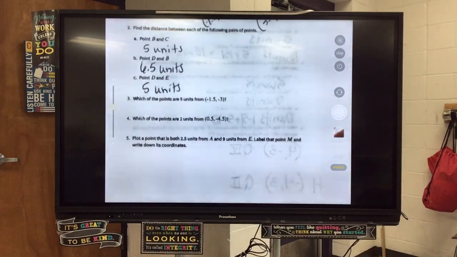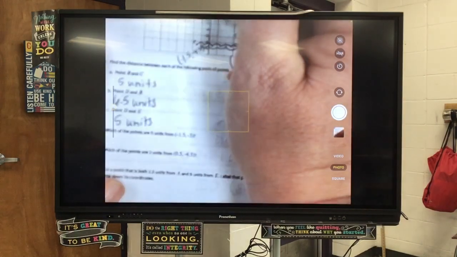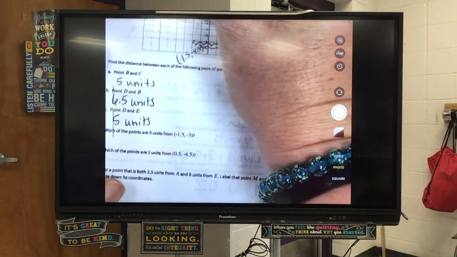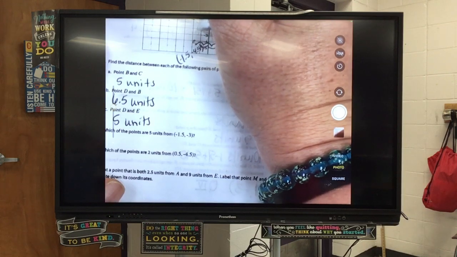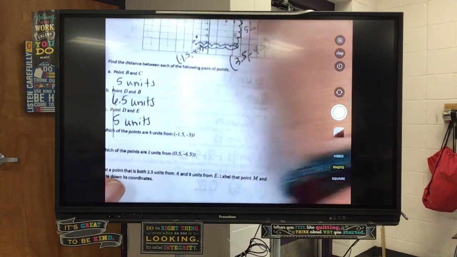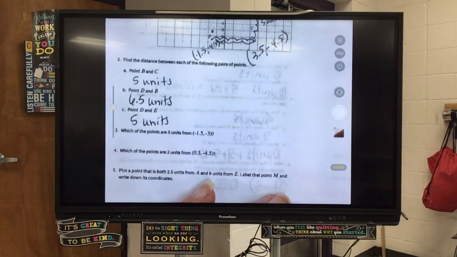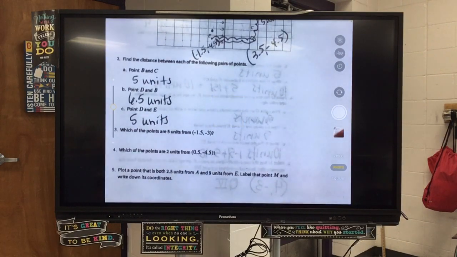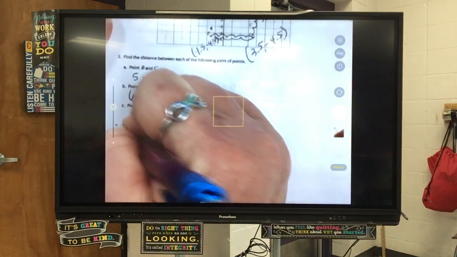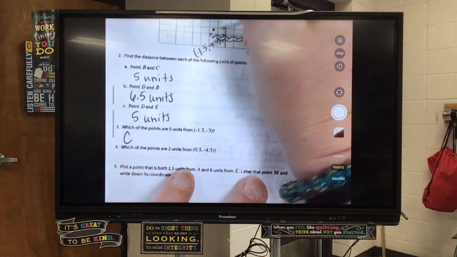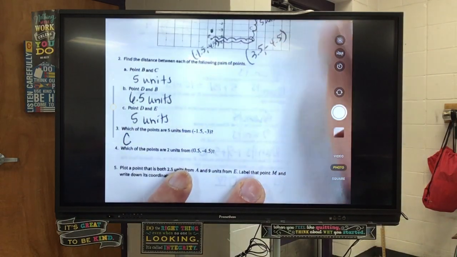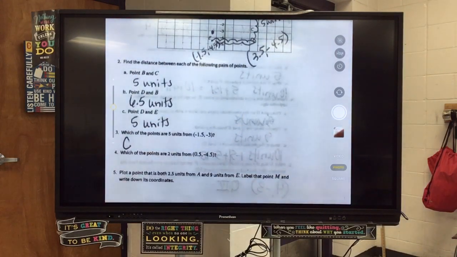Which of the points are 5 units from -1.5? -3.5. So we have -1.5 is here, and then we're going to go 1, 2, 3.5. So which one is 5 units from this one? Which one is 5 units from this one? Sophia? Point C? Okay. Is there, if I could, my point is not very good. Is there another one? Could there be another one?